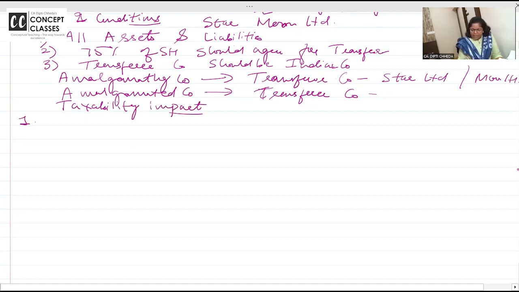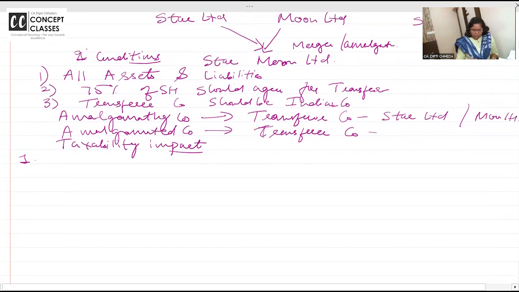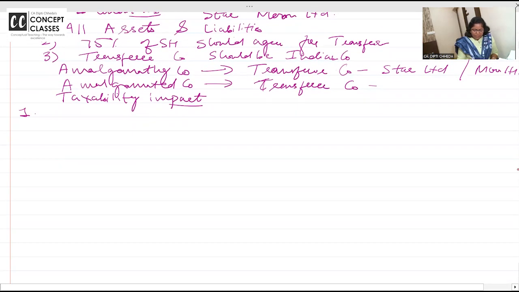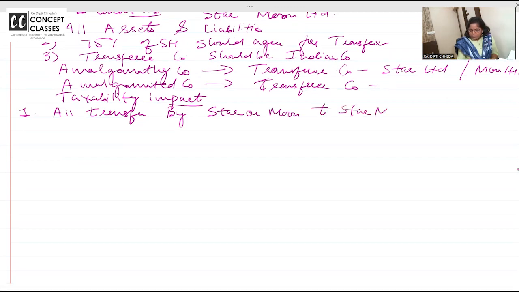Regarding taxability, income tax, ma'am, whenever a capital asset is transferred, whether it is a merger or, as I will teach you tomorrow, a demerger, whatever it is, asset is transferred. Star's asset has now become Star Moon's asset. So will there be capital gain? Yes, but it is exempt. So now taxability impact: all transfer by Star or Moon to Star Moon Limited is exempt from tax.